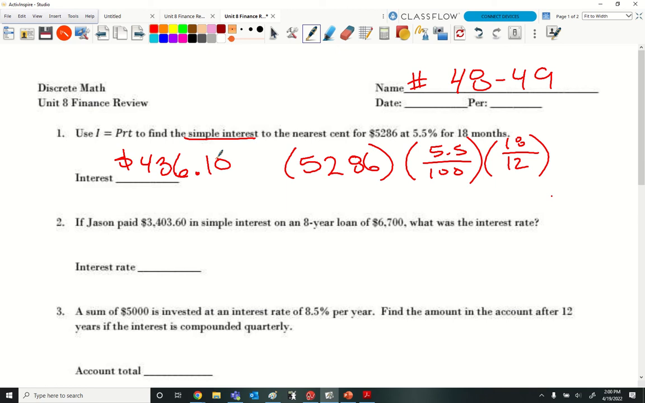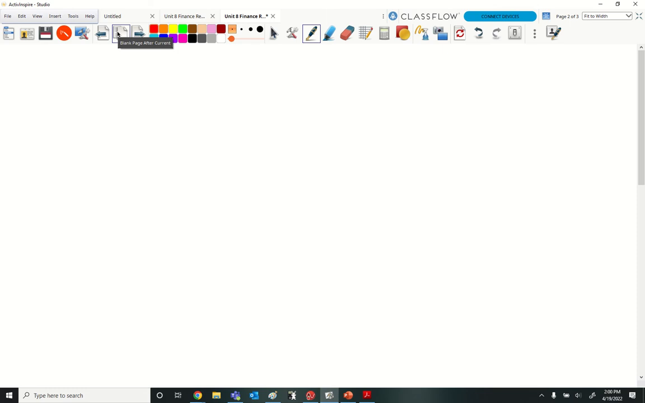Now, if Jason paid $3,403.60 in simple interest on an 8-year loan of $6,700, what was the interest rate? Now, we did the math on this to get R by itself. I had you guys write it down. What is it? What's going to be the formula? We did the math for the formula for R equals. We get R equals 100 I over PT. Very good.